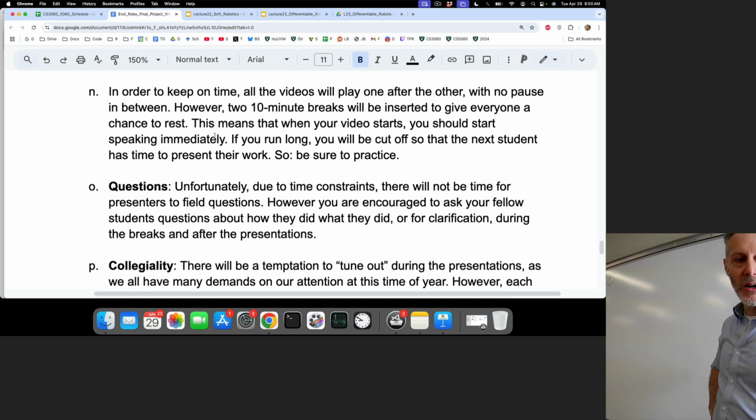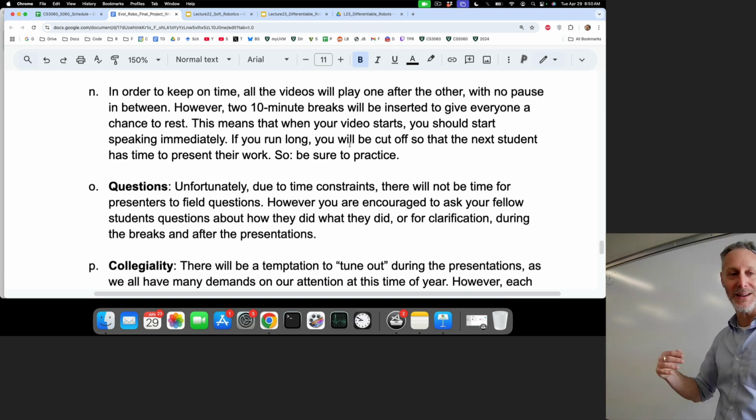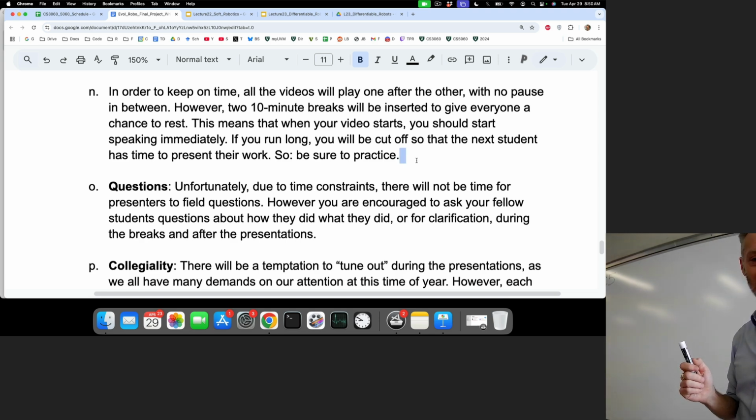This means that when your video starts, you should start speaking immediately. If you run long, you need to practice. You got to get your timing right. If you run long, I don't have a long hook, but if I did, I'd use it. The next video will immediately come up. You will be ushered back to your seat, and the next student will start speaking. So be sure to practice.